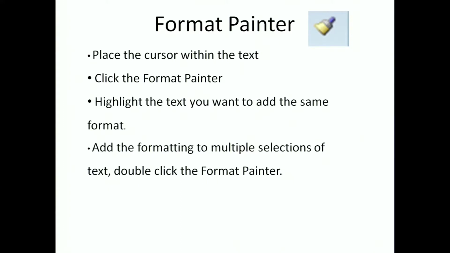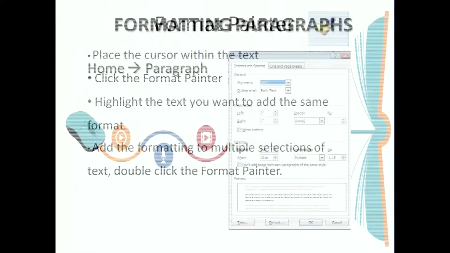If you want to apply the same formatting in multiple sections, you have to double click the Format Painter. Once you double click, the Format Painter icon will appear. Wherever you want to apply the formatting, you can keep selecting the particular text or paragraph, so that the same formatting will be applied to the content. So this is about Format Painter.